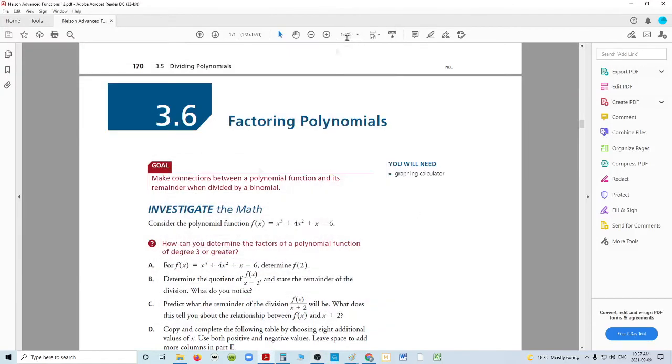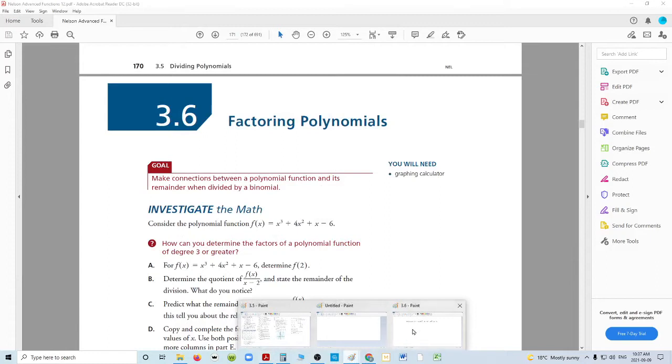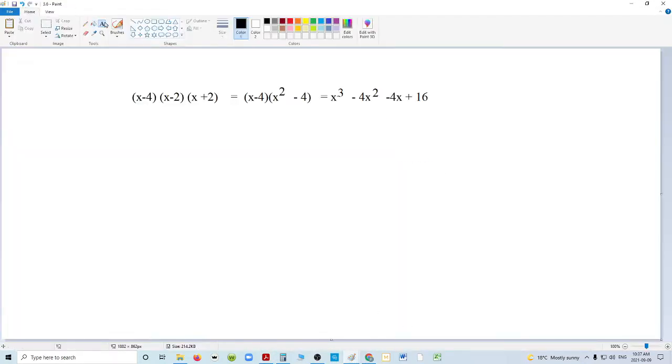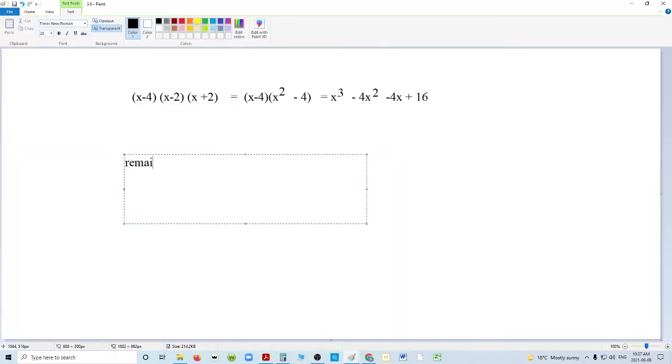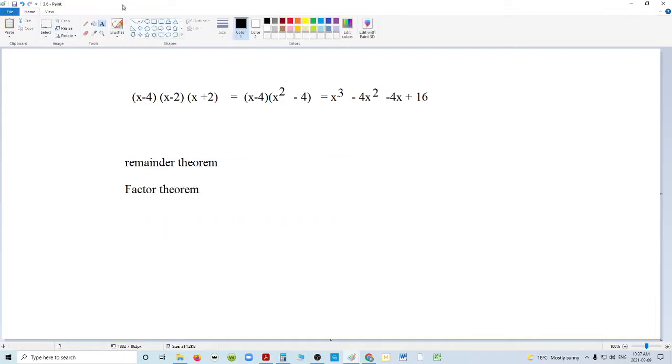So 3.7 is all about factoring polynomials, but the big thing in this one is something called the factor theorem and the remainder theorem. And the words are much bigger than the actual deal. These sound like, oh, it's a big, huge deal, but in reality, we've already been sort of doing it. And when you hear the results of this, you'll kind of go, what?